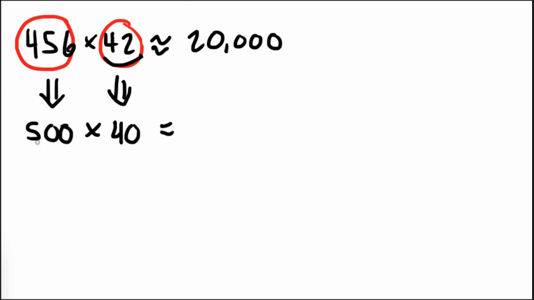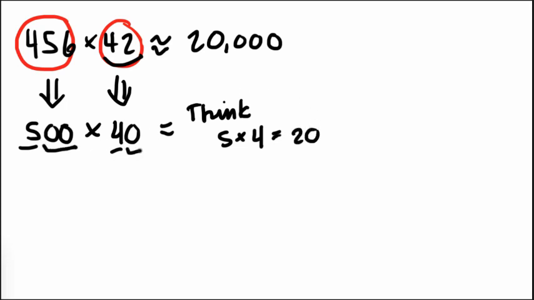Now, how did I get that? Well, what's 5 times 4? This is what I'm thinking. I'm thinking 5 times 4 is 20, right? And then I have to multiply that 20, and look at how many zeros I have. Each one of these zeros is a multiplying by 10.